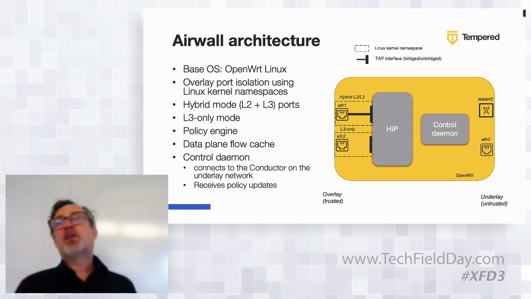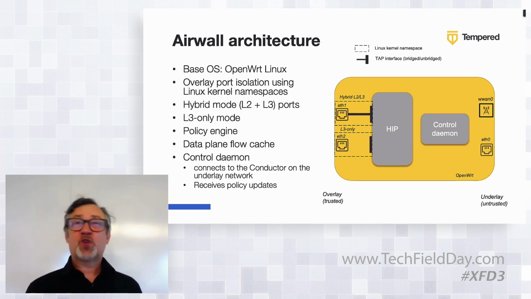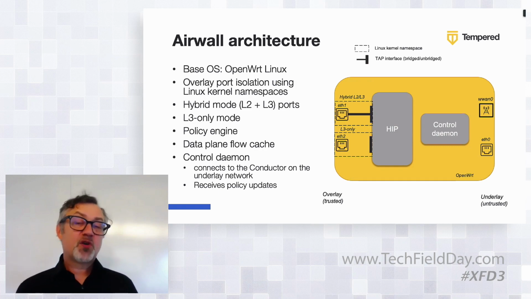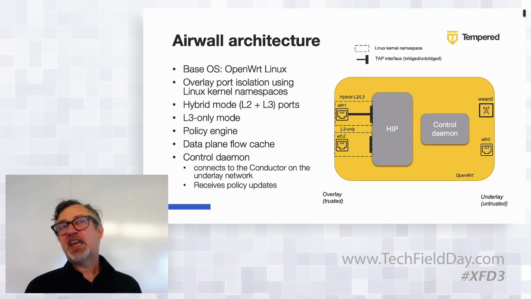On the architecture side, you have the overlay side on the left, and the underlay side on the right. It's just a schematic here, but we have what are called port groups. Those are essentially Linux namespaces that allow us to put the entire interfaces of those ports into a separate namespace, so they're isolated from one another, which makes it easy to have port isolation.